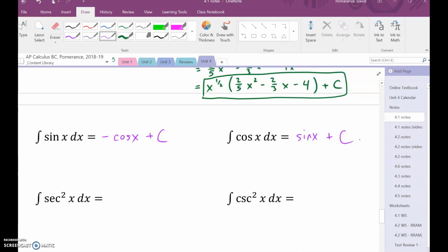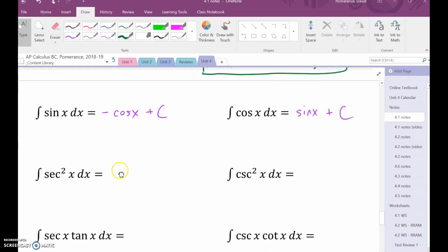Secant squared of x, well, that sounds like a complicated thing, but we remember that that was actually the answer to the derivative problem of the tangent of x. So that's just something we have memorized. Likewise, negative cotangent of x for the cosecant squared of x. Again, check these by taking the derivative of your answer, and you should get your integrand.